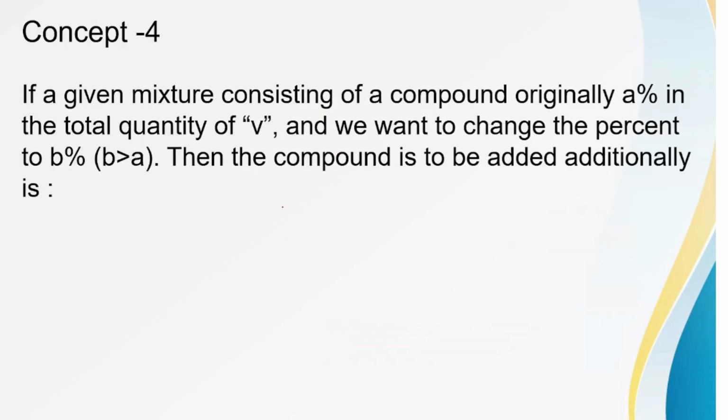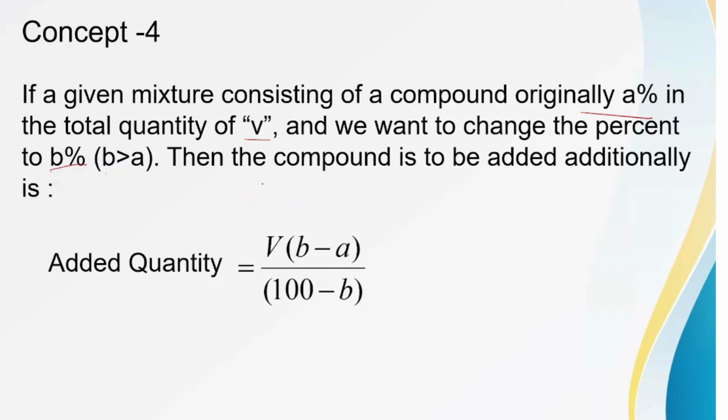The next concept we are going to discuss is this: the mixture has originally a compound with A percent in it. The quantity of the mixture is V liters or V kgs, and we want to change the percentage to B. Here B is more than A, so the compound to be added is V into the difference between B and A, divided by 100 minus B. So this is the concept.